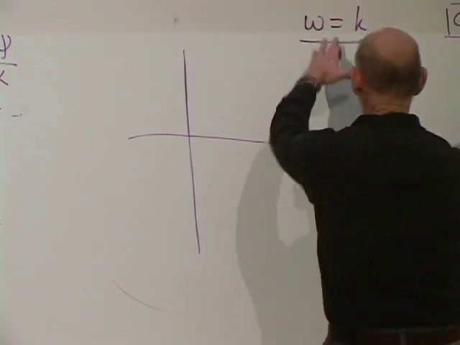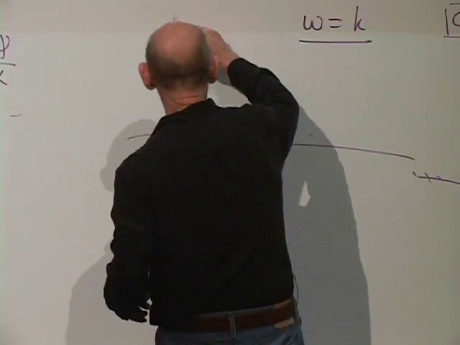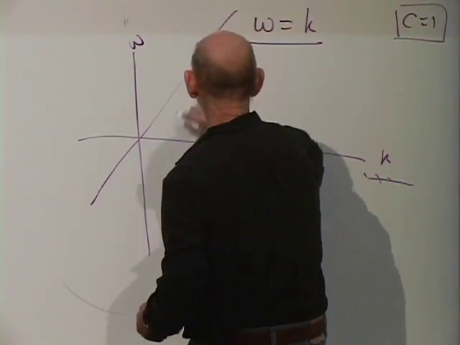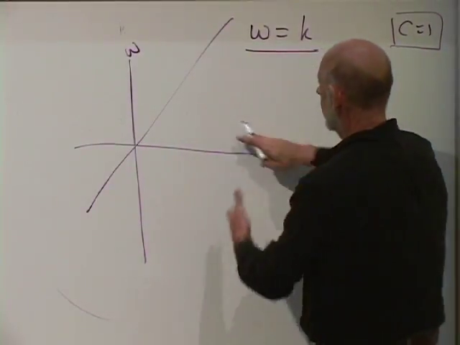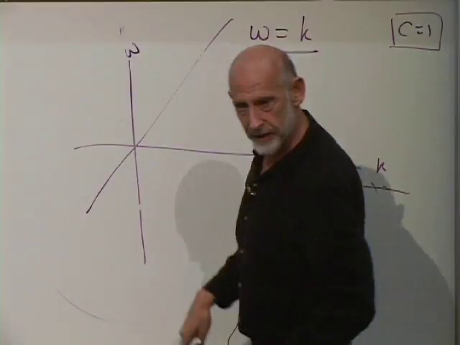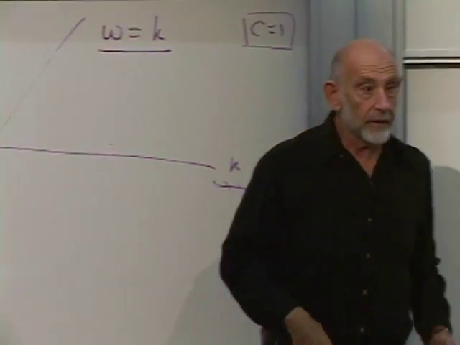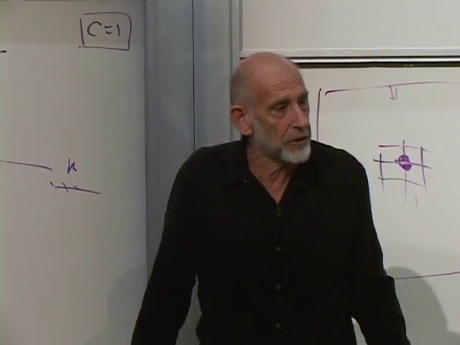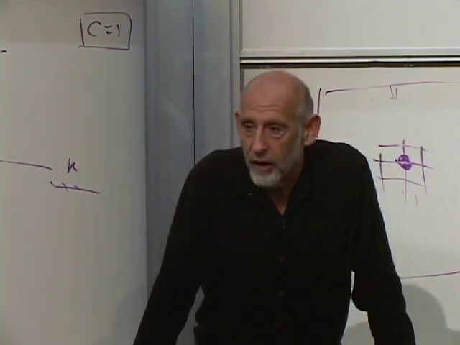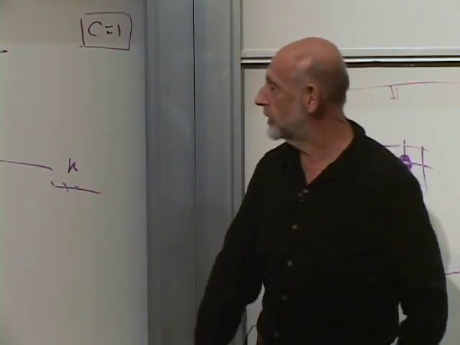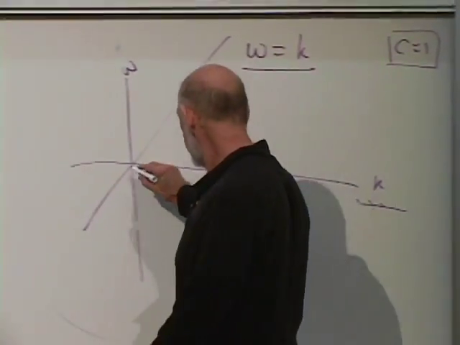Let's just draw a picture. Omega equals k. Here's omega versus k. It's just a straight line. For k positive, the energy is positive. For k negative, the energy is negative. Okay. This equation simply describes electrons which can have either positive or negative energy. That sounds like trouble. Why is that trouble? Why are electrons with negative energy trouble?